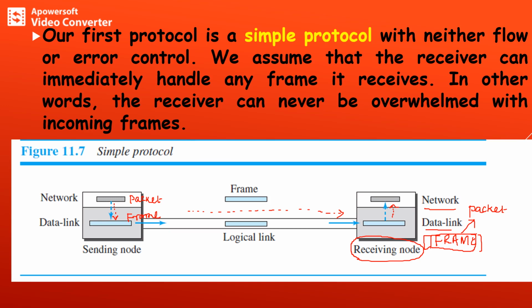So we can clearly say that the data link layer located at the sending node as well as the receiving node provides the transmission service for the network layer which is located at the sending node as well as the network layer which is located at the receiving node.